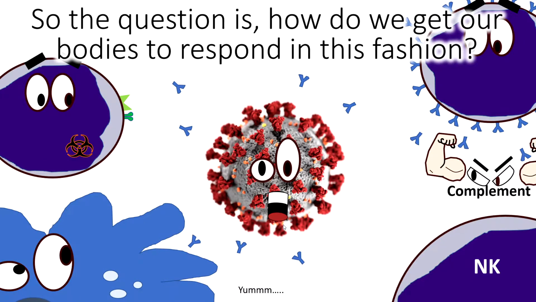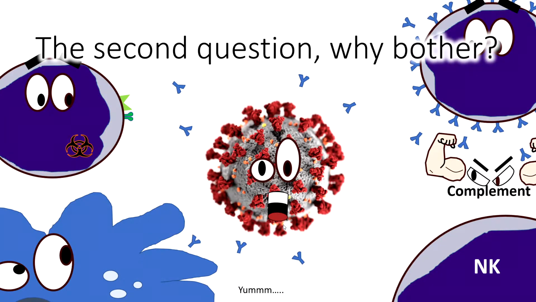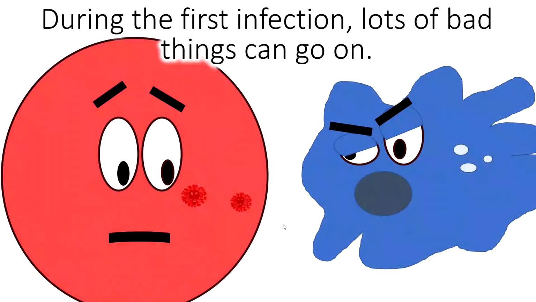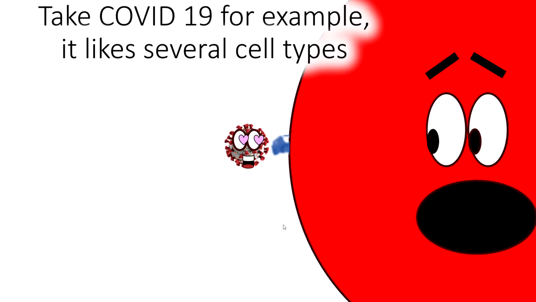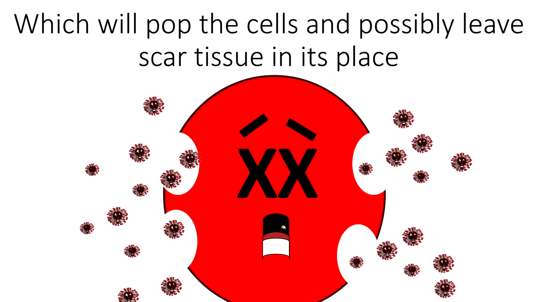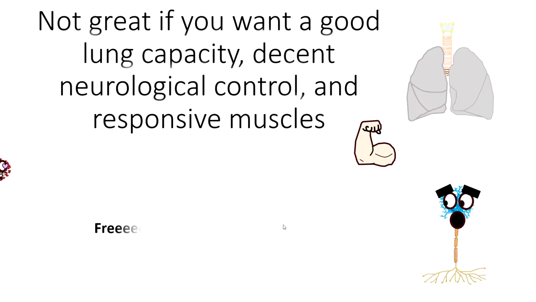So the question is, how do we get our bodies to respond in this fashion? The second question is, why even bother? Let's talk about the second question first. During the first infection, lots of bad things go on. Take COVID-19, for example. It likes several cell types, like lungs, muscles, and tissues, which it will then pop, possibly leaving scar tissue in their place. Not great if you want a good lung capacity, decent neurological control, and well-responsive muscles.